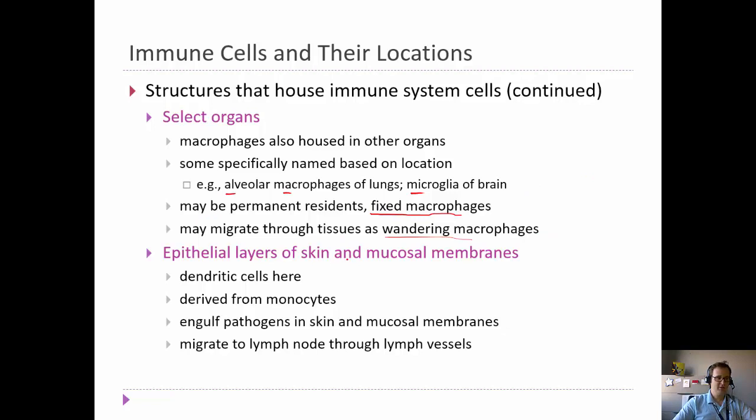In the epithelial layers of our skin and mucosal membranes, we're going to have several different types of cells, and one of the important ones is dendritic cells. You haven't seen the term dendritic cells yet. These are a type of cell derived from monocytes, and they function very much like macrophages, or they are macrophages. They engulf pathogens found in our skin and our mucosal membranes, like in our digestive system. So if this was a macrophage, and we have a bacteria with antigens on it, this macrophage is going to eat this bacteria, right?